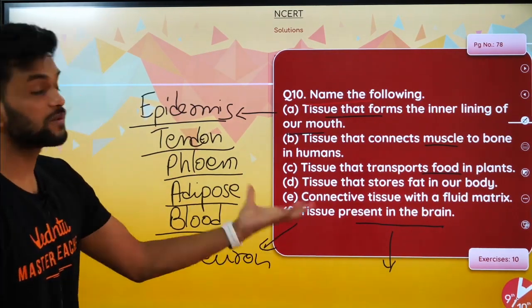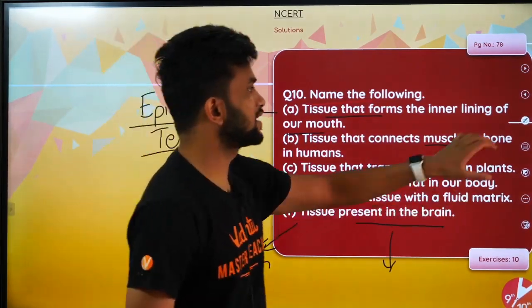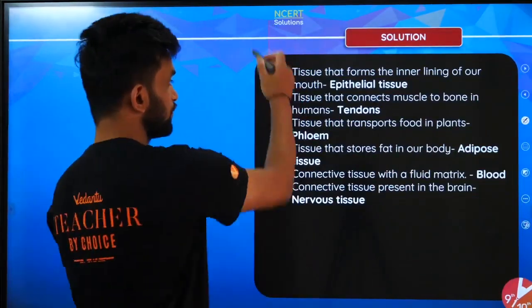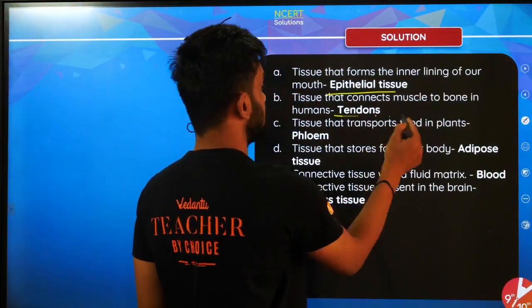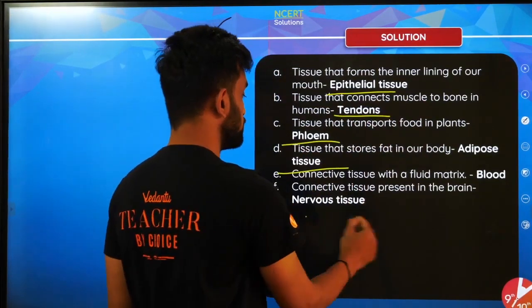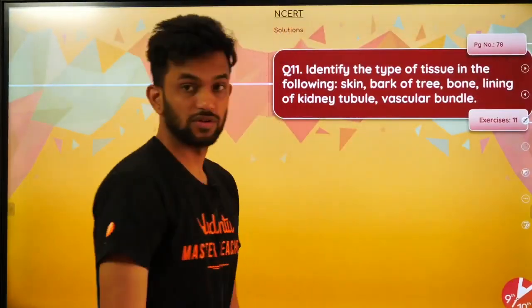Very easy question, guys. So you should remember all these things. As I told you, this is the type of question which will come in the exam. This is what you're supposed to be very thorough with. Epithelial tissue is the first answer. Then tendon, then phloem, adipose tissue, blood, and the nervous tissue. Okay, this is the answer. You can verify this also.